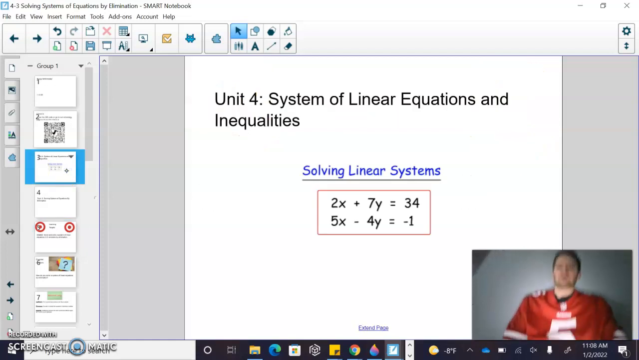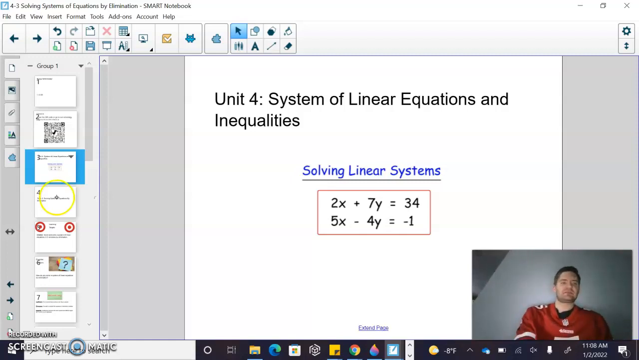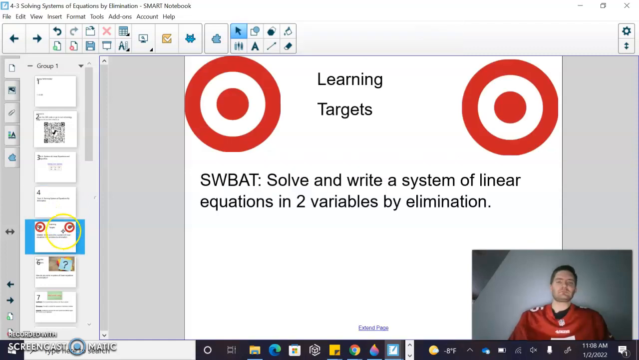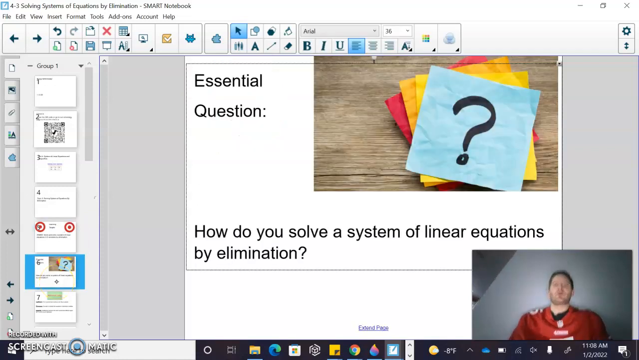Hello everyone, and welcome to our next video here on Unit 4, System of Linear Equations and Inequalities. Topic 3, we're going to be talking about solving systems of equations by elimination. Our learning target is to solve and write a system of linear equations in two variables by elimination. And the essential question is, how do we solve a system of linear equations by elimination?